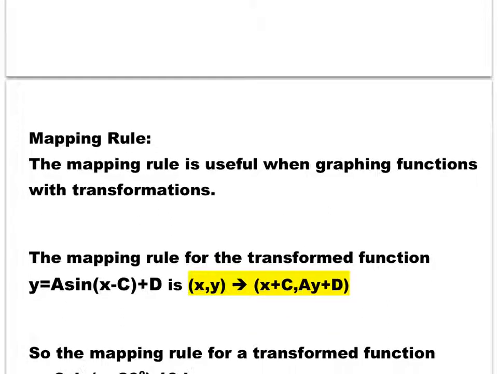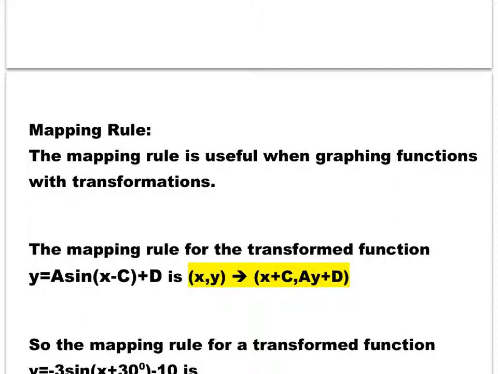Now, the question is: what is the mapping rule for the transformed function? So copy this mapping rule, which is in yellow, and I'm going to explain exactly what it stands for. If you have a transformed function y equals a sine(x minus c) plus d, the one that we started the lesson with, the mapping rule is the following. (x, y) goes to, or transforms to, the transformation. How it's transformed is very simple. For the old coordinate x, you're just going to add the c value to it, so you're going to have x plus c. The y coordinate is going to change to ay plus d. How did you come up with ay plus d? a is the number that multiplies sine x, and then you add the d to it.